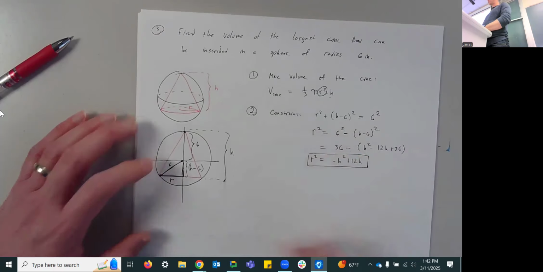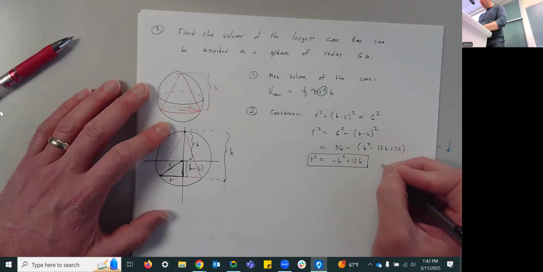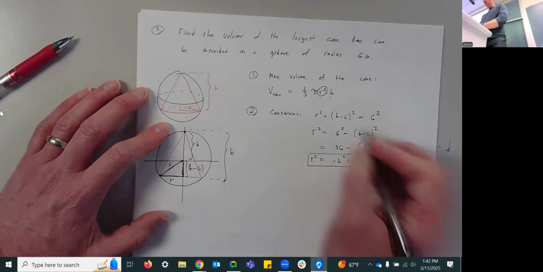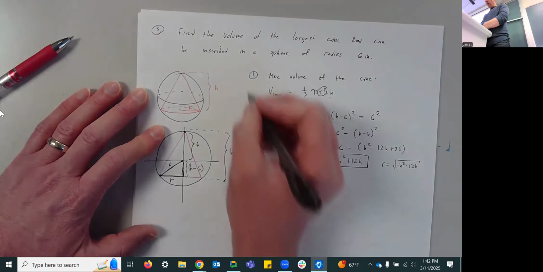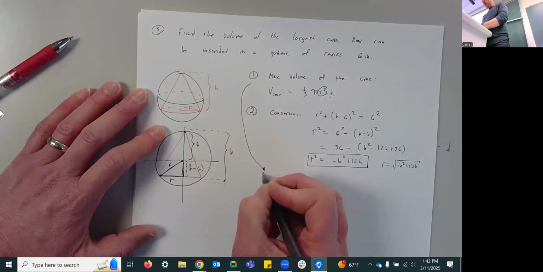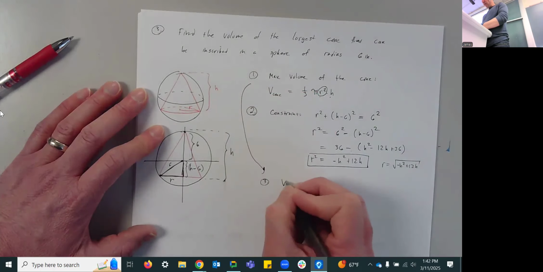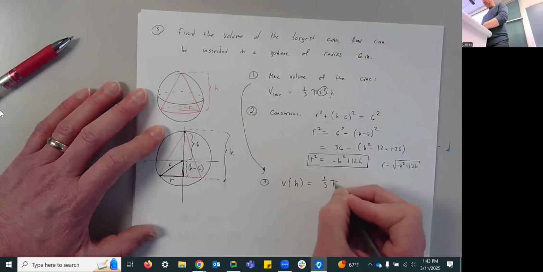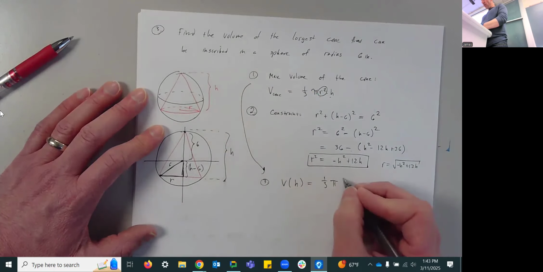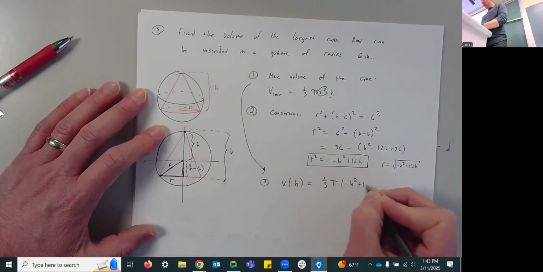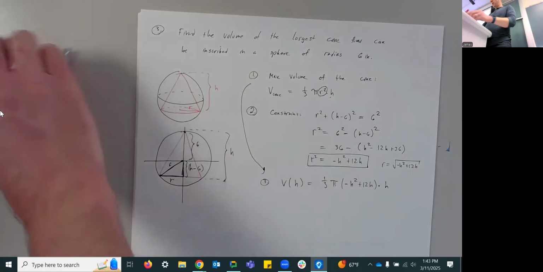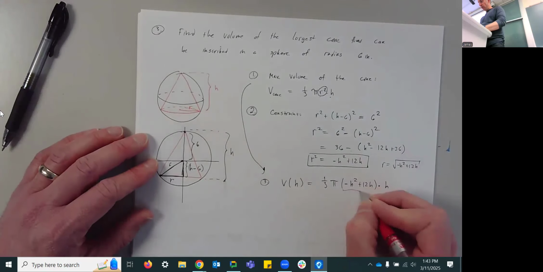I'm not even going to take the square root of it. Fine, I'll take the square root of both sides. r is the square root of negative h squared plus 12h, but I don't really need that right here. Because now my volume equation as a function of height is going to be 1/3 times pi times r squared, which is negative h squared plus 12h, times h. I'm just replacing the r squared with what r squared is equal to.